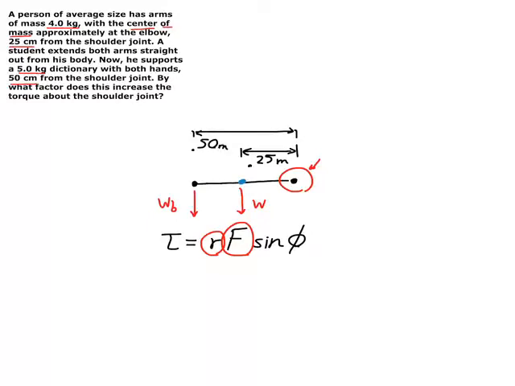But in both cases, the angle between the line from where the force is applied to the pivot point is 90 degrees. And since we have 90-degree angles, sine of phi in both cases is equal to 1. And so this term just goes out of the equation. So in both cases, the torque is just equal to R times F. R is the distances we've noted here. F is the weight. Let's do some calculations.